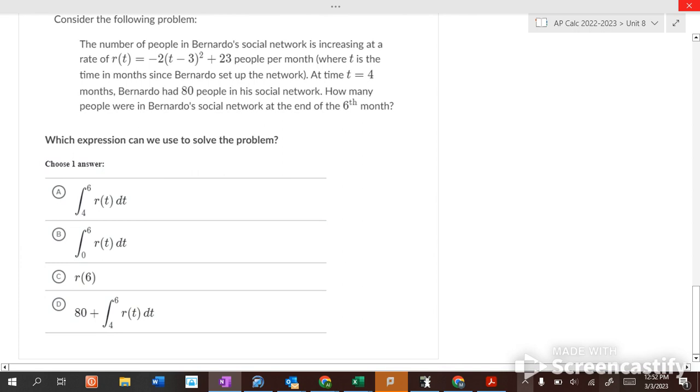The number of people in Bernardo's social network is increasing at a rate of -2 times (t minus 3) squared plus 23 people per month, where t is the time in months since he set up his social network. At time equals 4, he had 80 people in his social network. How many people are in his network at the end of the 6th month? If you want just the total between 4 and 6 months, that would be this. But they want how many total at the end of 6 months. So you have to start with the 80 people and then add on the total.